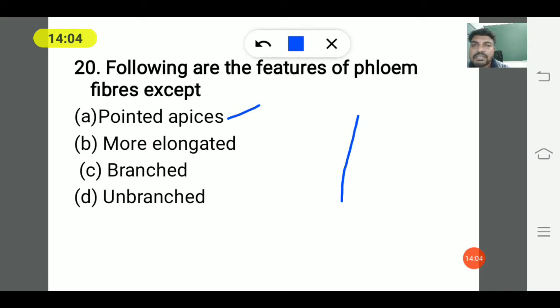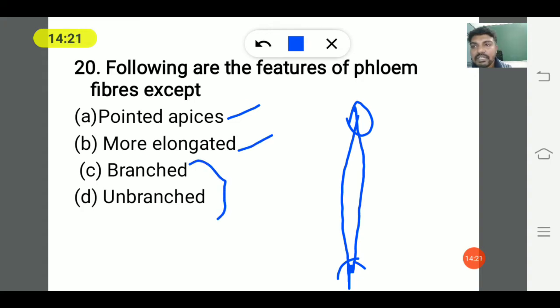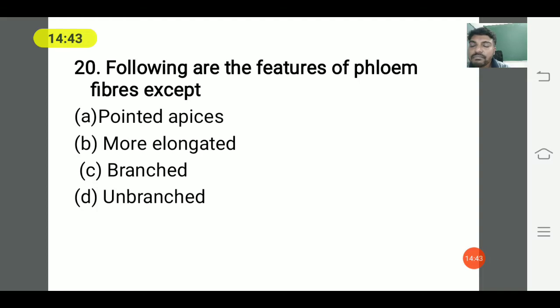Pointed apices, so it is elongated and pointed, sharpening as it goes. That is a needle-like apex that is present, but more elongated. Of course elongated, yes. Branched or unbranched, that is where we get confused. So it is always unbranched. Got it? So except branched, this is the exception, there are no branches, only unbranched. It is not branched, so branched will not be there. Option C is the answer.